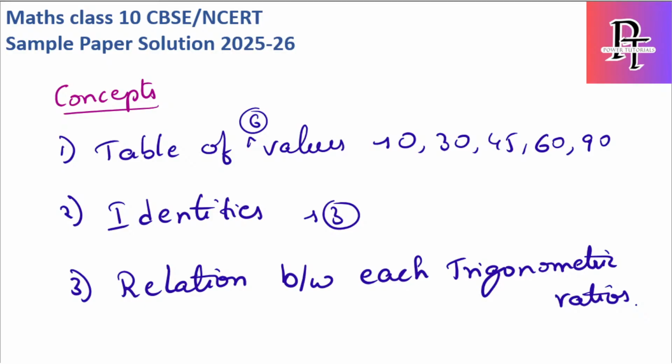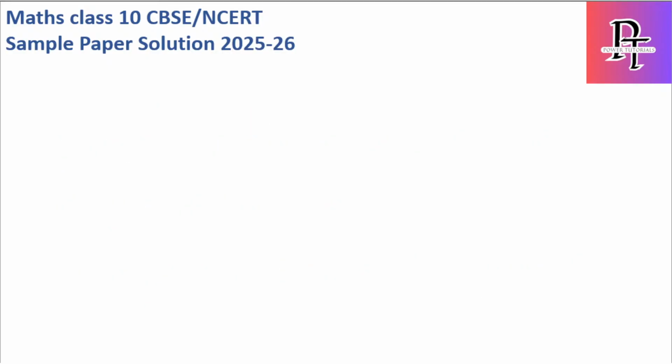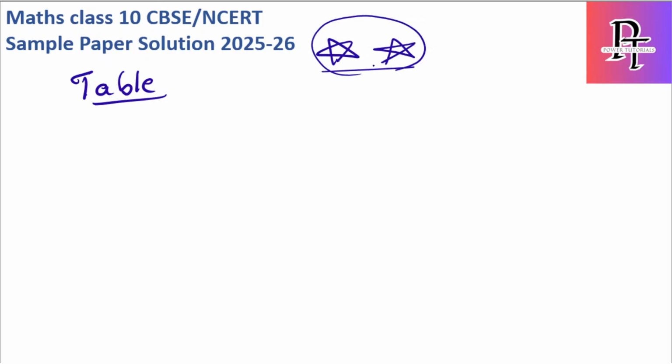Okay, so let's first cover the first concept which is table of values, and this I'm saying is very important, so at least see this table weekly once so that you will remember it for more time. If you remember this table, then at least 3 to 4 marks of questions can be solved easily. And next if you cover the identities, then all the rest of the concepts are done for this chapter. I'll also explain the trick to remember this table.